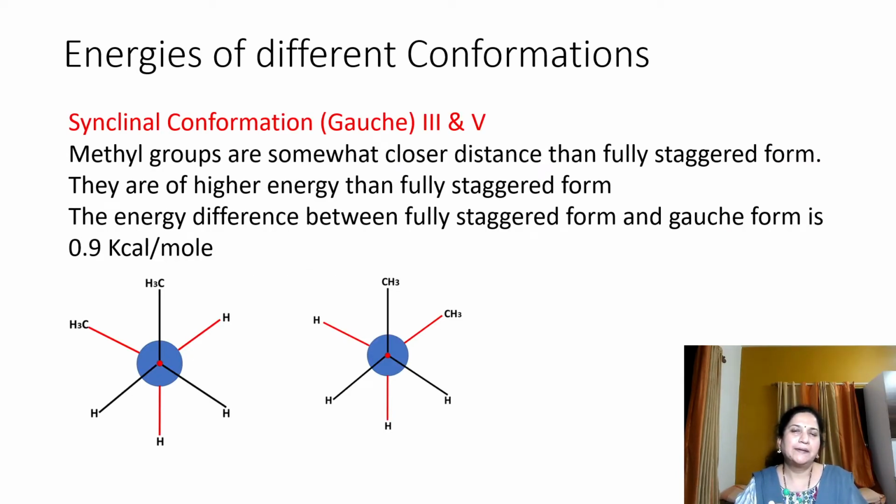If we consider the energies of the other two staggered conformations, also called synclinal or gauche conformations, energies are of course less, as both are staggered conformations, but somewhat more than fully staggered. This is because these two methyl groups are at a somewhat closer distance than in the fully staggered form. So the energy difference between the fully staggered form and this gauche form is 0.9 kilocalories per mole.